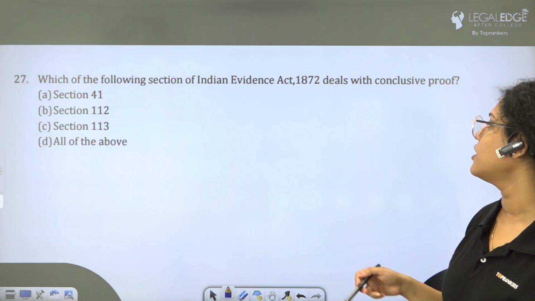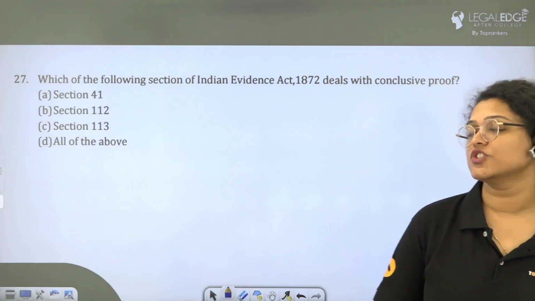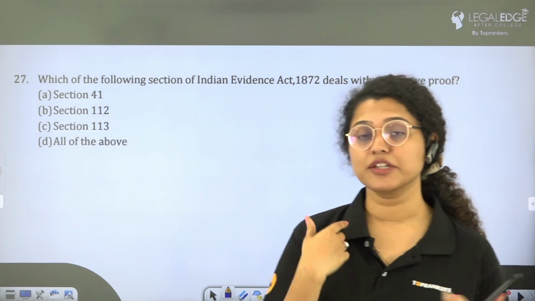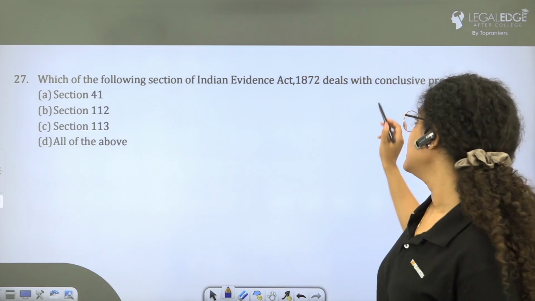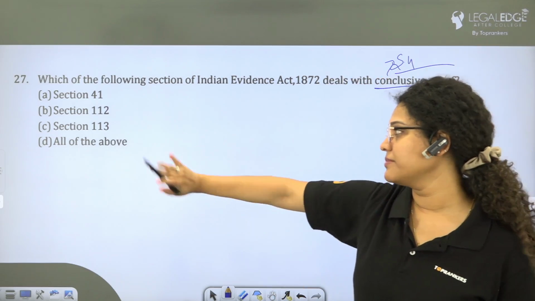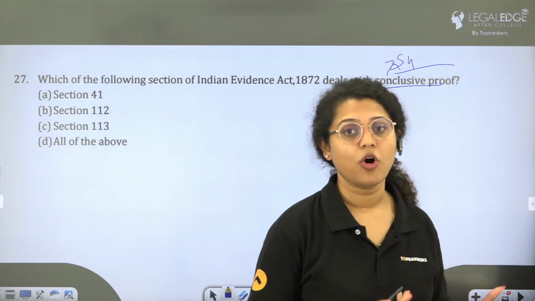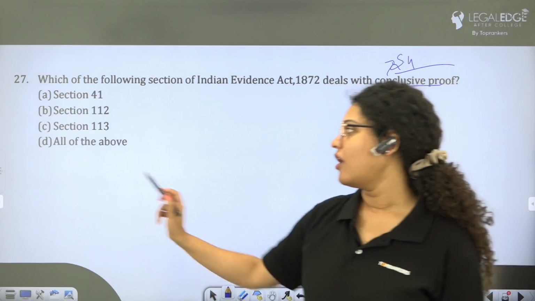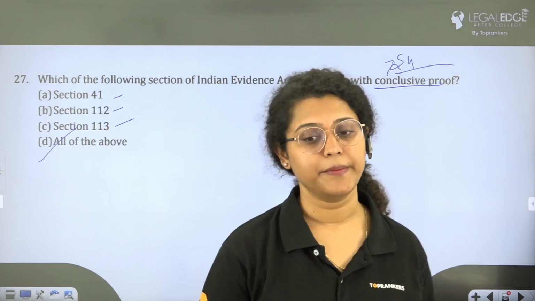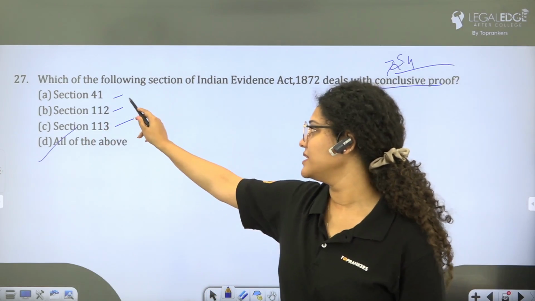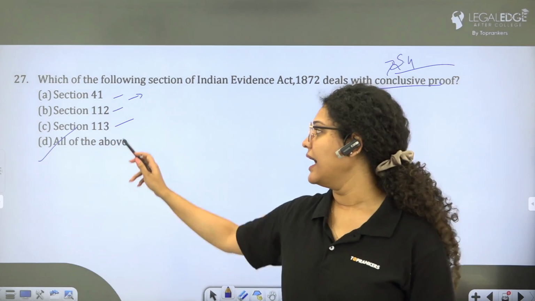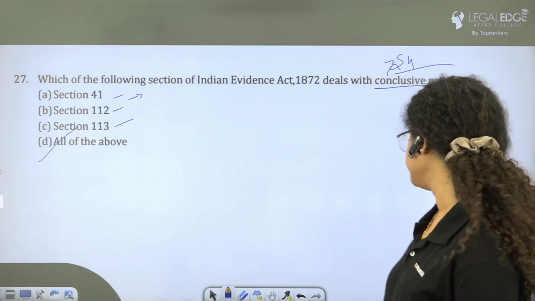Okay. Which of the following sections of Indian Evidence Act deals with conclusive proof? Where is conclusive proof provided, and also where is it defined? Conclusive proof is defined under section number 4 of Indian Evidence Act. A, section 41; B, 112; C, 113; or D, all of the above. So your answer here is all of the above, because 41, 112, 113 all three talk about conclusive proof. 41 is about judgment in rem related to probate, admiralty, etc. jurisdiction. 112, birth of a child. And 113 is about cession of territory.